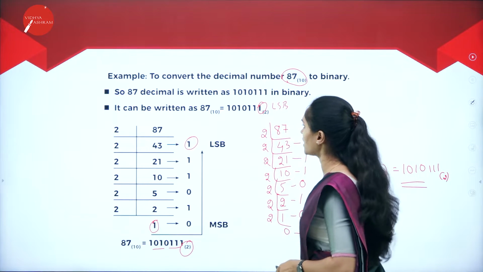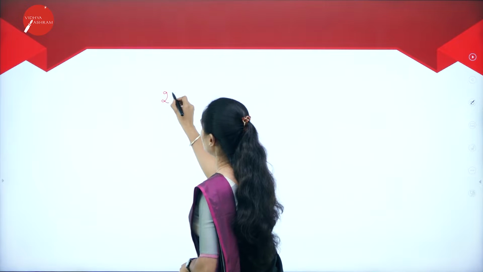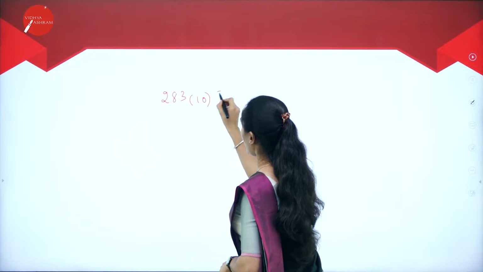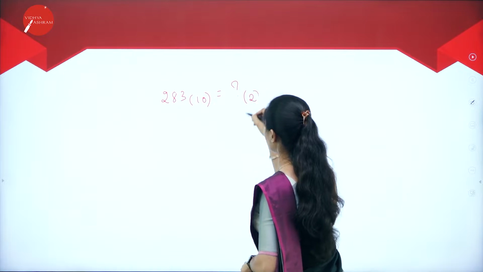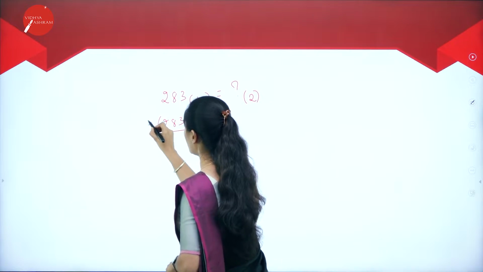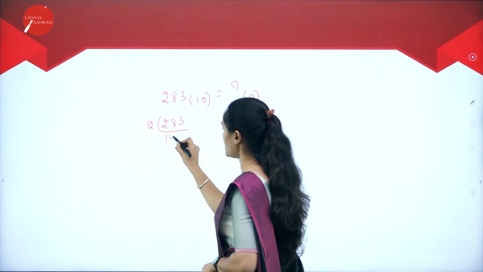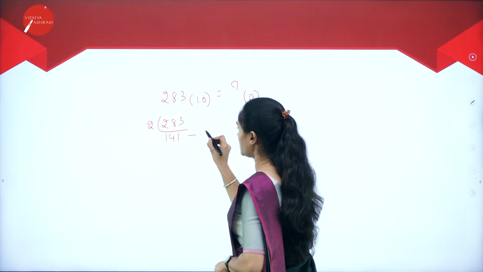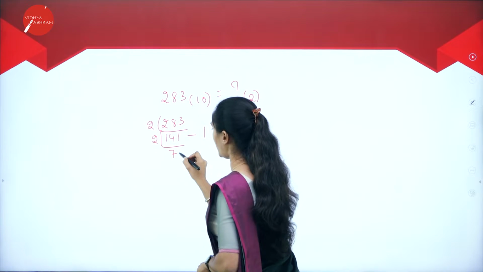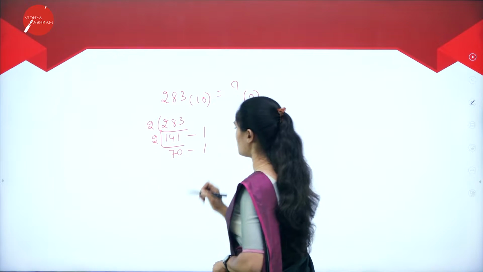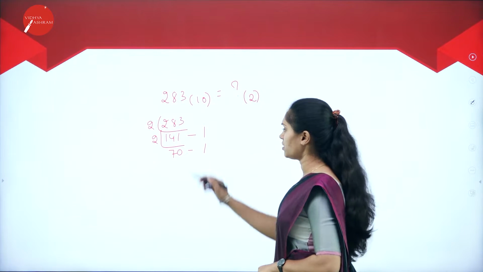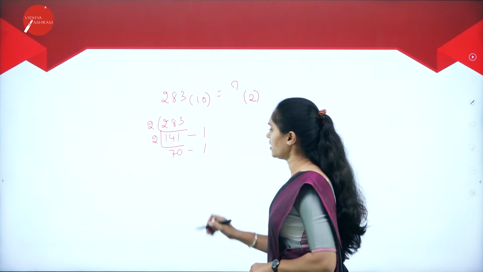So let me take one more example. 283. Okay, so this is my decimal number. I have to convert it into binary. So 283 divided by 2. 2 1s are 2, 2 4s are 8 and 2 1s are 2. Remainder will be 1. Then 2 7s are 14 and this becomes 0, this becomes 1. That means 70 into 2 will be 140. 141 minus 140, the remainder will be 1.